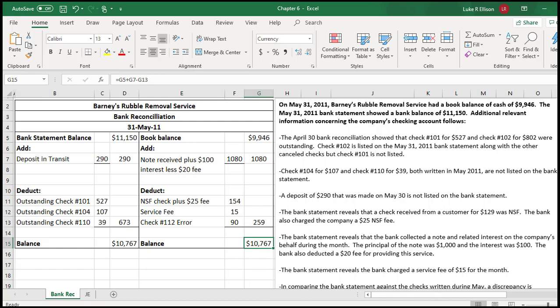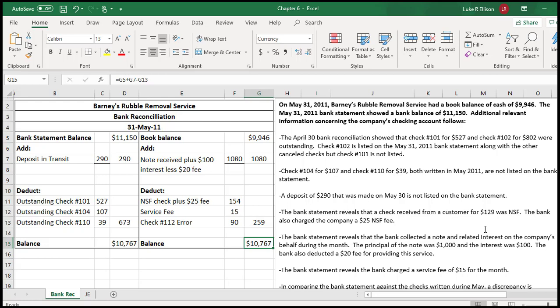Now it's time to do the journal entries for the book balance. We can ignore the bank statement adjustments as far as journal entries go, since we are completing this problem from the perspective of the company. We only need to look at the book side. Each line on the book side will be a journal entry, and the number listed will be applied to cash. For the add transactions, we'll need a debit to cash, and for the deduct transaction, we'll need a credit to cash. These entries are adjusting entries, so they'll all be done as of the end of the period, in this case, May 31st.